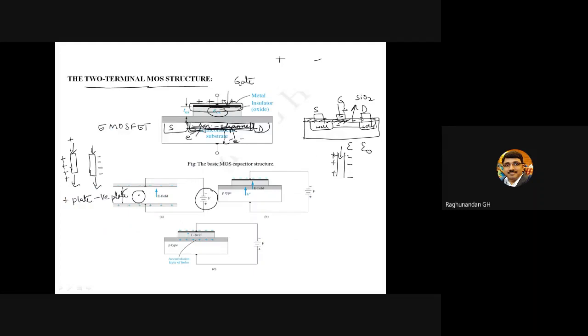So now, after this two-terminal MOS structure concept, next we study about the energy band diagrams. In the energy band diagram, first we have taken: if gate is 0, what happens? If gate is negative, what happens? If the gate is positive, what happens? So in the first figure, a 0 gate voltage bias is applied.